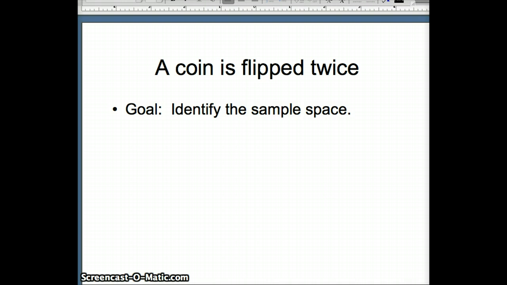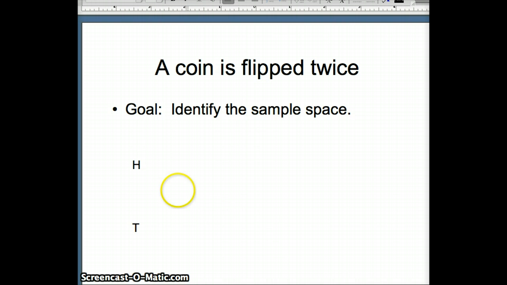Now if we flip a coin twice, we have different sorts of options. But our first goal is going to be to identify the sample space. Now you recognize if you flip a coin twice, you could have 0 heads, 1 heads, or 2 heads, but they're not all equally likely. When we define the sample space, we want all of the outcomes to be equally likely, so we're going to break it up into two parts.